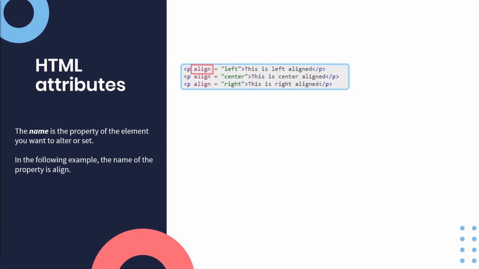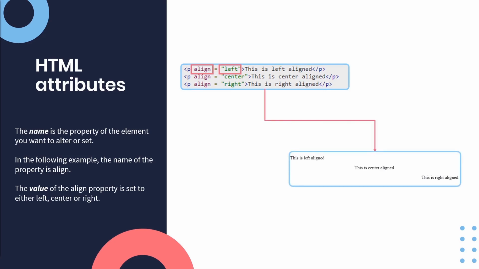This is the property or the attribute that we want to manipulate inside our code. And then the value that we are assigning to the align is either left, center, or right. And let's have a look at the output. This is what our output looks like. We'll see in the first instance of the first paragraph, we set the align attribute to left. We set the second paragraph align attribute to center.